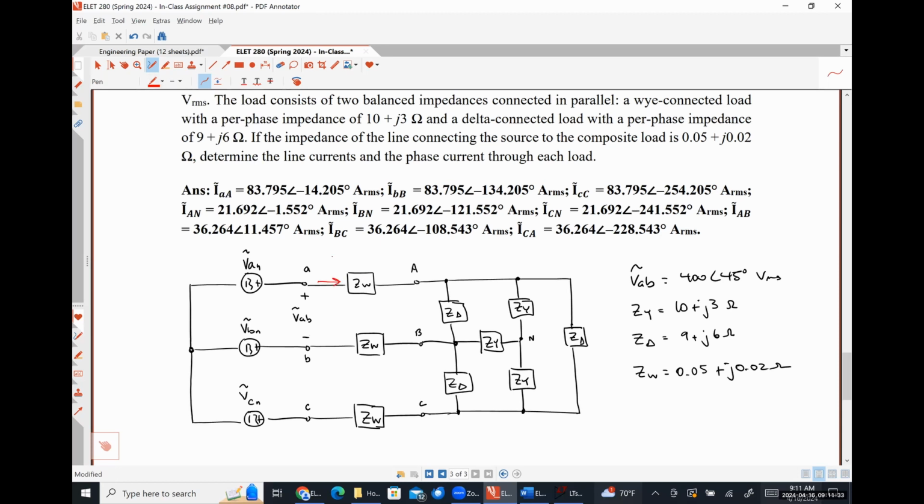So here's our line current, IAA. This is our phase current through our Y connected load, so that's IAN. And this is our phase current through our delta connected load, which is just going to be IAB. So this looks gross, I'm not saying it isn't, but we can do the exact same thing that we've been doing and sort all of this out in just a couple of steps. This looks wildly intimidating, but because it is a balanced three-phase system, it can't be that bad.